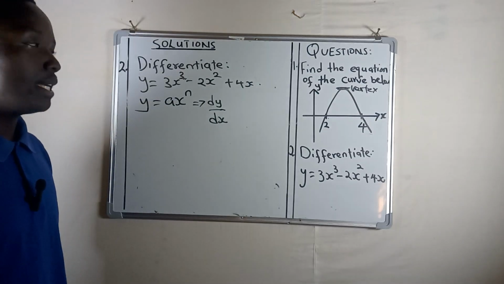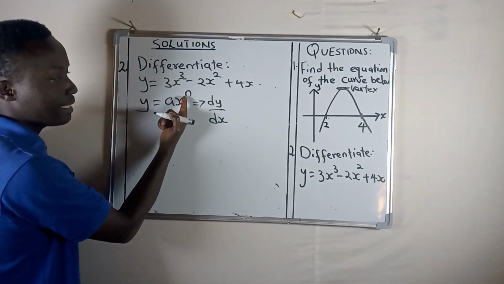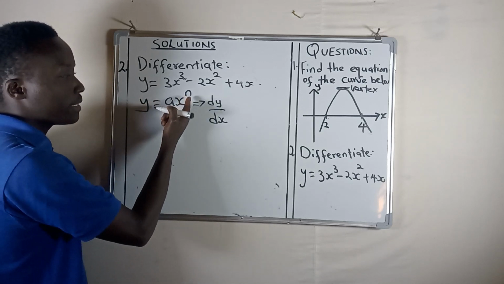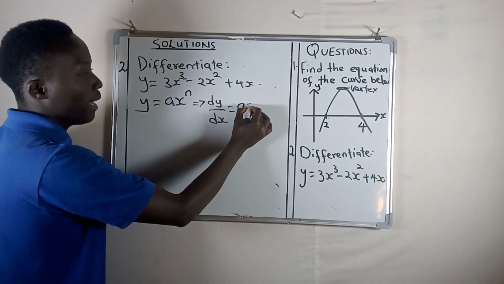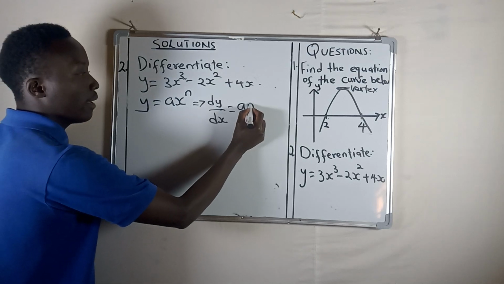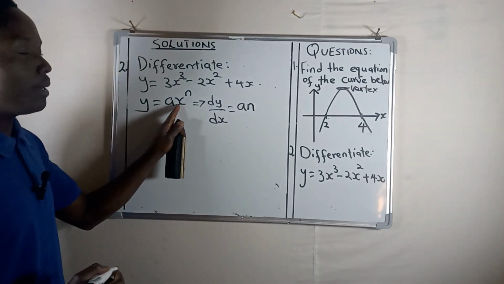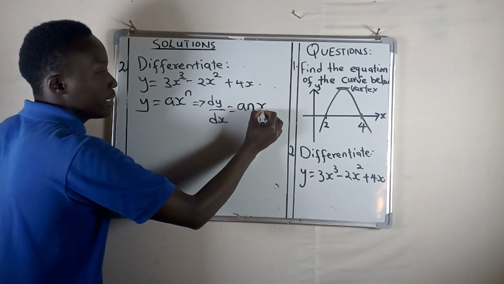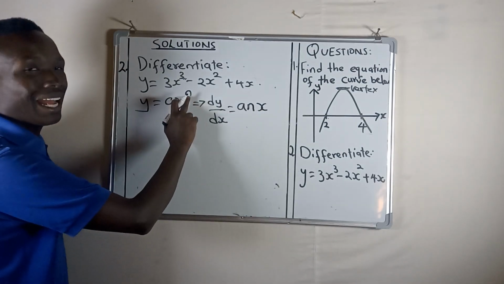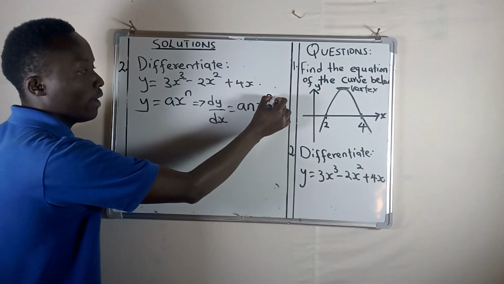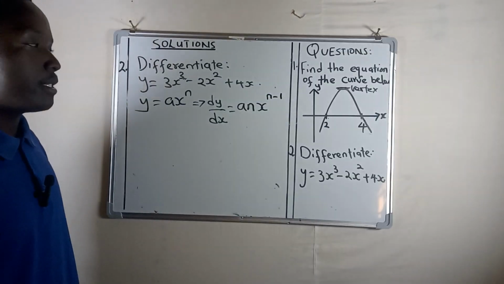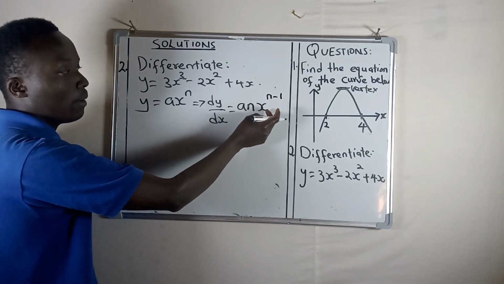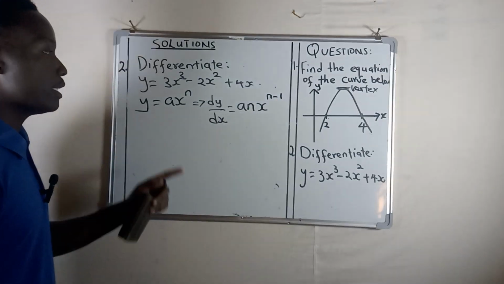So what we do when we are differentiating, we take the power, that is n, and multiply it by the coefficient of the function. So when we multiply a times n, it's going to be an. Then we will retain our x, and the power of x reduces by 1. Simply, that is how we differentiate. The power reduces by 1, so it is n minus 1.